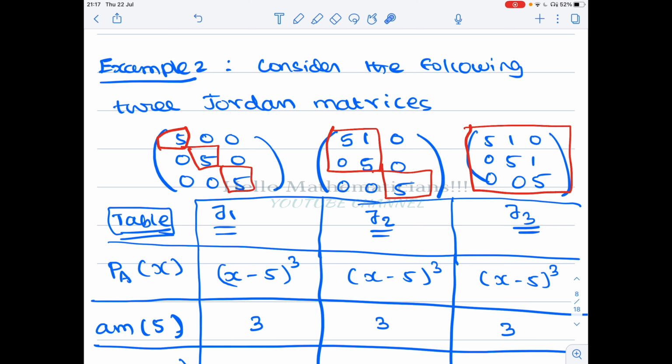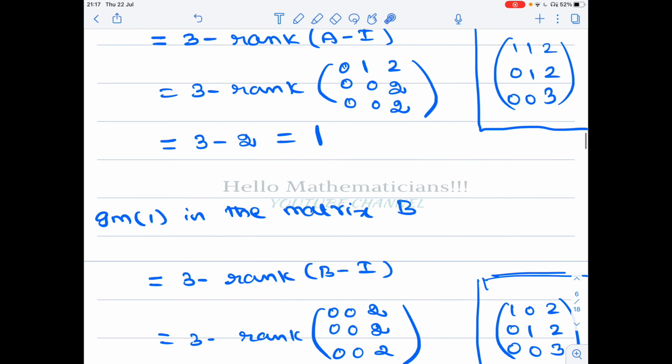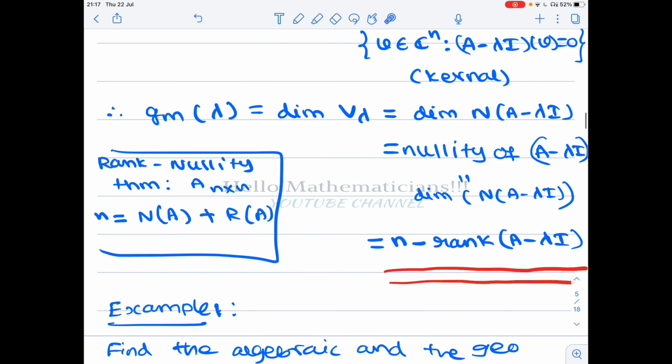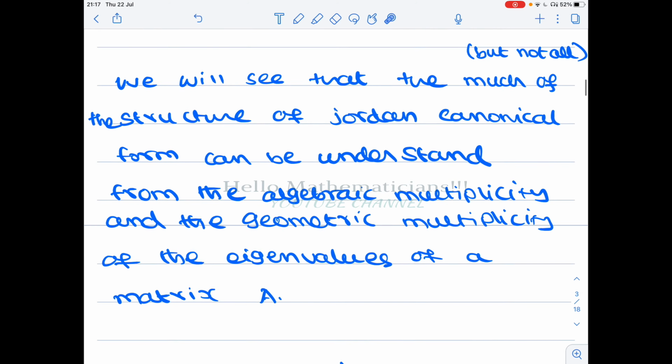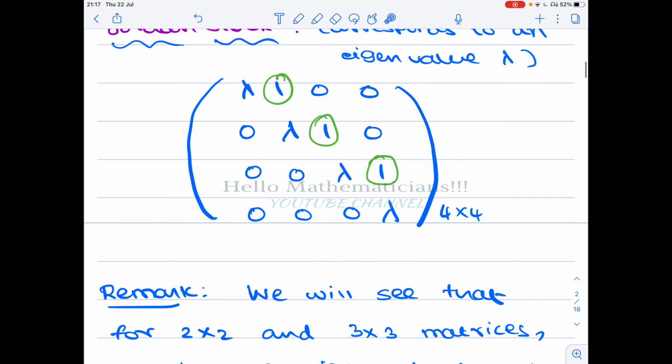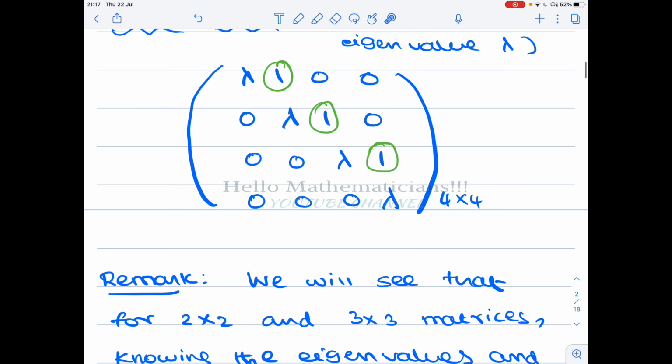Here the full matrix you cannot take as one Jordan block, because for the full matrix to be a Jordan block you should get a one here. Let me briefly show you again the structure of a Jordan block. A Jordan block means the diagonal should all be the same eigenvalue, and the diagonal next to the main diagonal, everything should be 1. Anything of this form is a Jordan block.